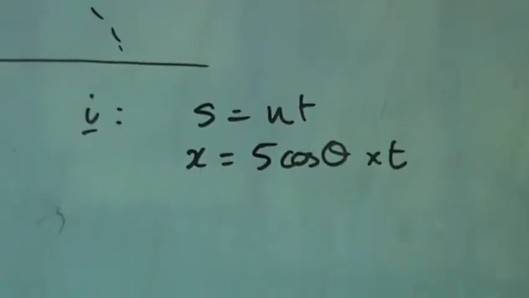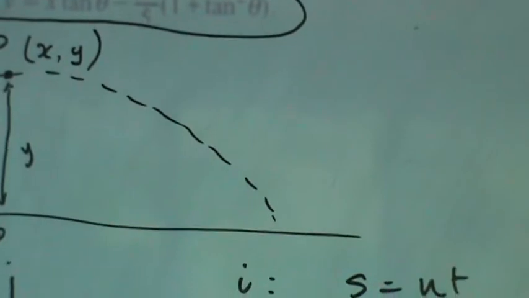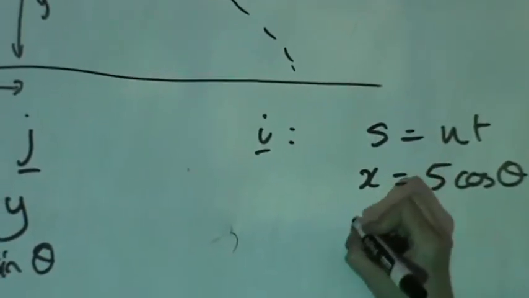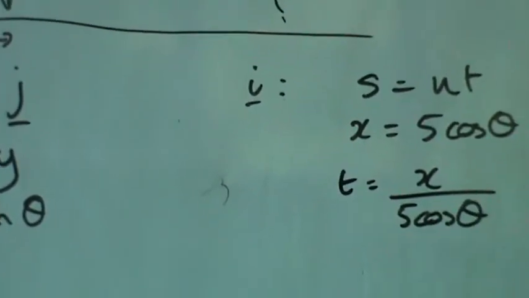So if I look at where I'm aiming, this equation does not have time in it, so it may be useful to get time in terms of x. So that's what we'll do. So time is going to be x over 5 cos theta.